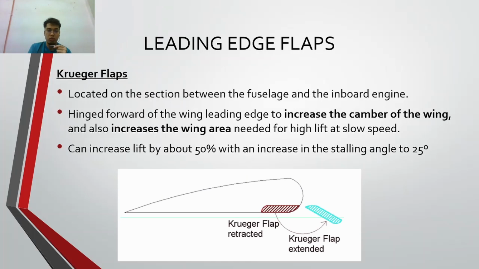And next we will move on to the leading edge flaps. The first type is the Kruger flaps. The location of the Kruger flaps is between the fuselage and the inboard engine. It is hinged forward of the wing leading edge to increase the camber of the wing and also increase the wing area needed for high lift at slow speed. It can increase lift by about 50% with an increase in the stalling angle to 25 degrees. As you can see from the picture, this shows how the Kruger flap is retracted and extended.